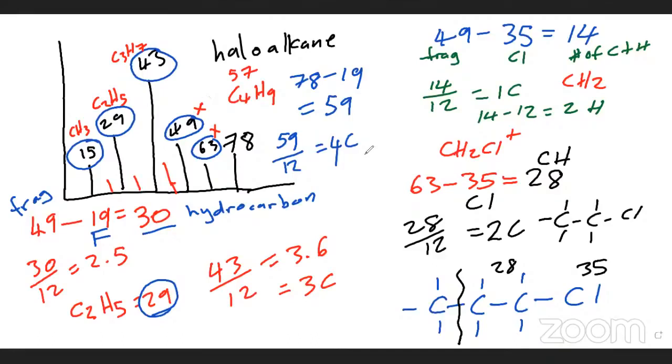All right. I'm just going to put a little peak here. If I put a little peak here, what does that tell you? One mass unit higher than the molecular peak. And what is the name of this peak? M plus one. All right.